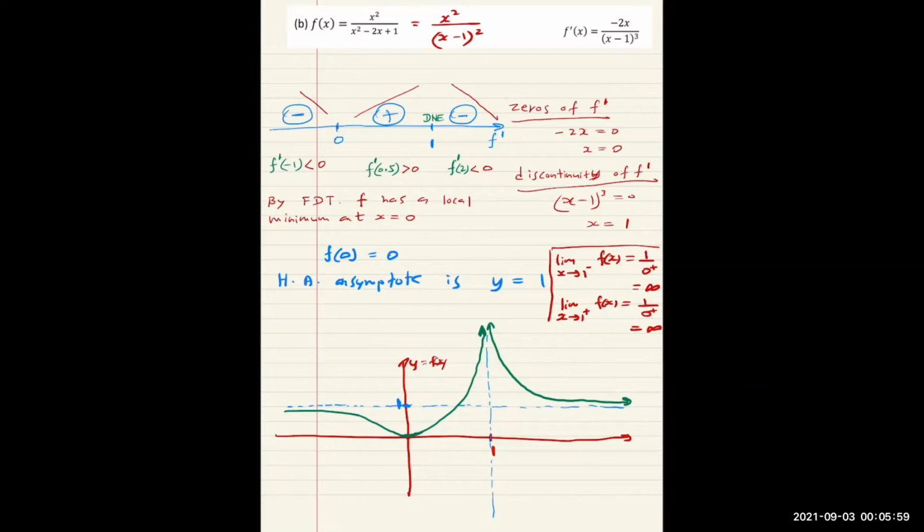Okay, all right, that completes the problem. Actually, we can write the minimum value. Minimum of f occurs at x is equal to 0. The minimum value is again 0, because minimum value means the y value at x is 0.